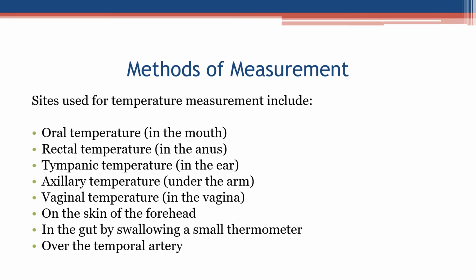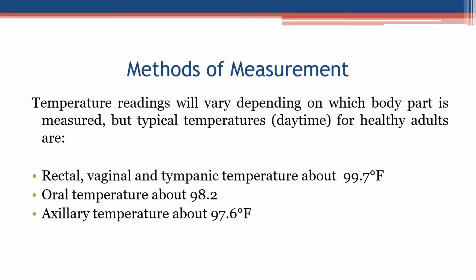Over the temporal artery. Temperature readings will vary depending on which body part is measured, but typical temperatures, daytime, for healthy adults are: rectal, vaginal, and tympanic temperature about 99.7 degrees Fahrenheit. Oral temperature about 98.2. Axillary temperature about 97.6 degrees Fahrenheit.